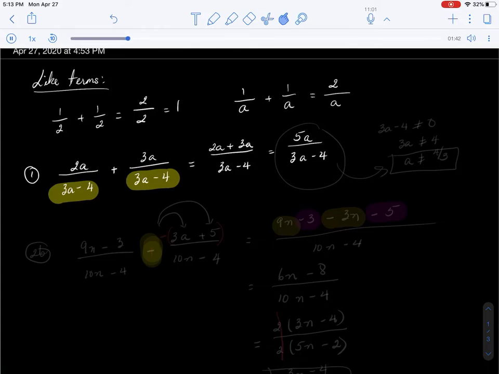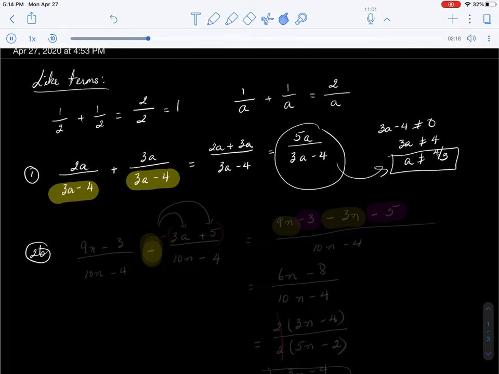Here, if you want to list restrictions, you can as well. You can look at 3a minus 4 cannot equal 0, so 3a cannot equal 4, therefore a cannot equal 4/3. As long as those restrictions apply, set up the restrictions along with the finalized expression.